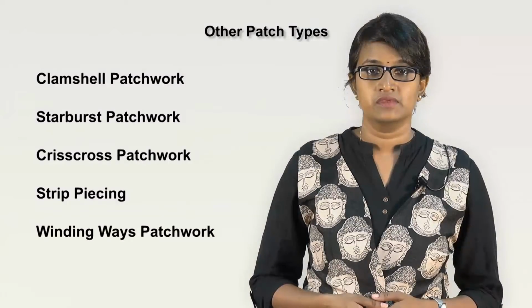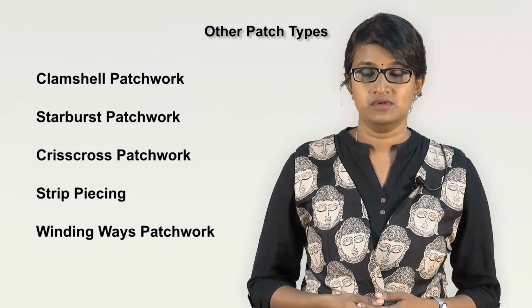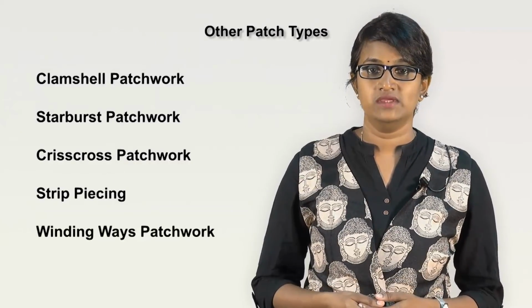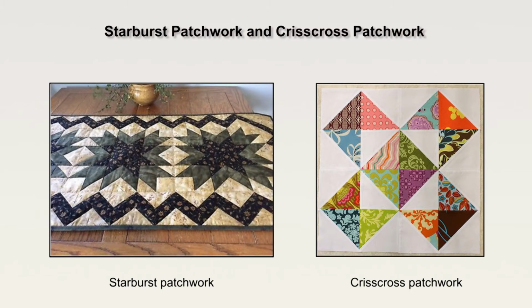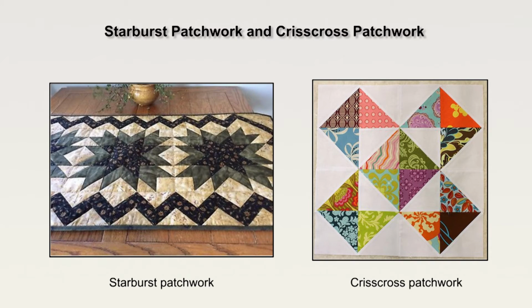Page 37. Other patch types are clamshell patchwork, starburst patchwork, crisscross patchwork, strip piecing, and winding ways patchwork. Here is an example of clamshell patchwork. On the left is an example of starburst patchwork, whereas on the right is an example of a crisscross patchwork. The shapes here indicate the names.